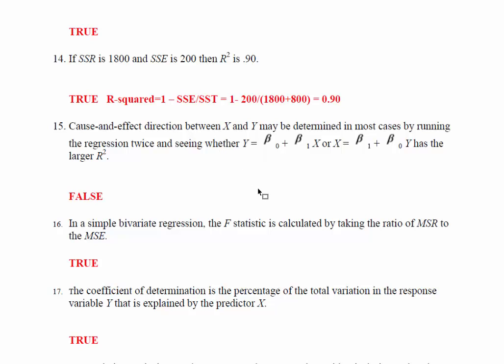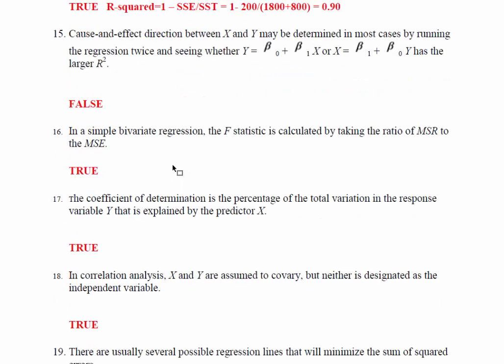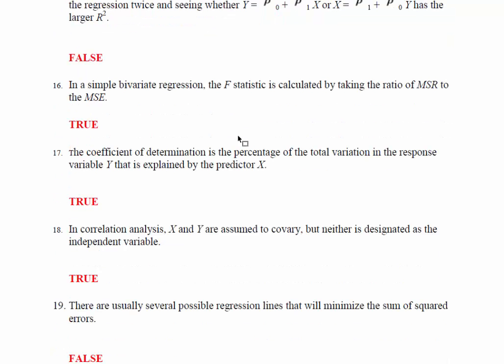You cannot establish cause and effect relationship by doing that. Okay? Number 16. In a simple bivariate regression, the F statistic is calculated by taking the ratio of MSR to MSE. That's true. That's how the F test statistic is calculated.